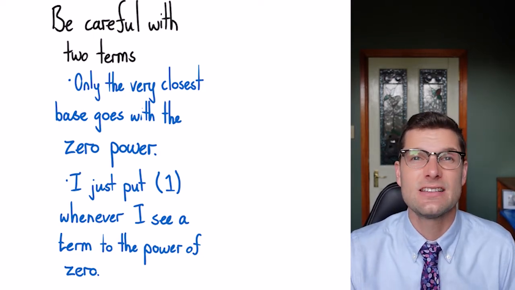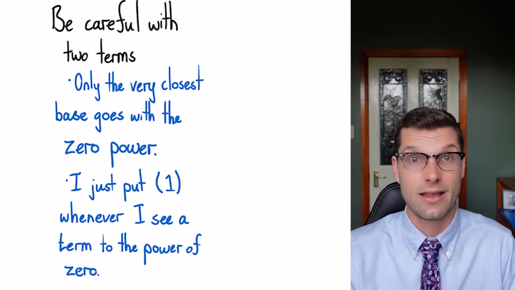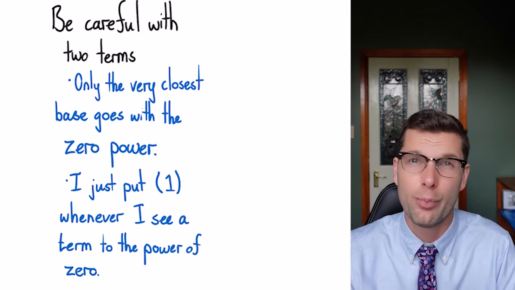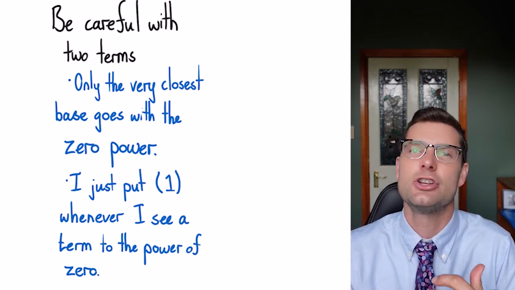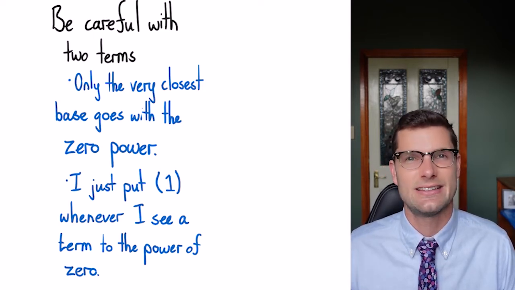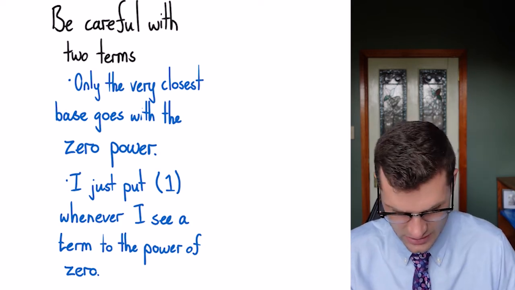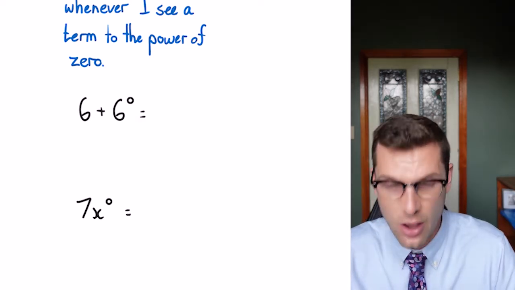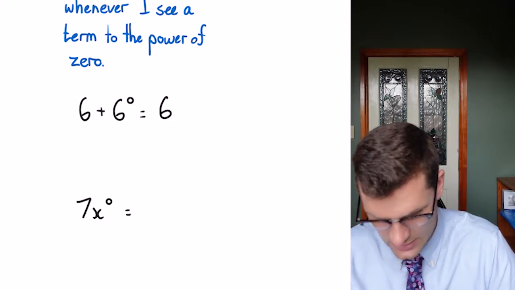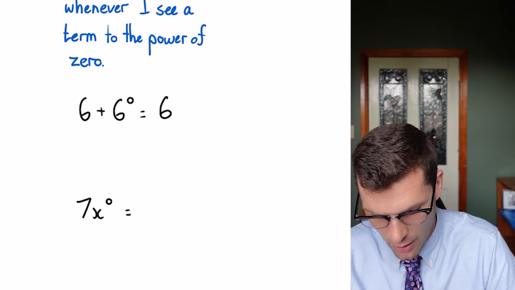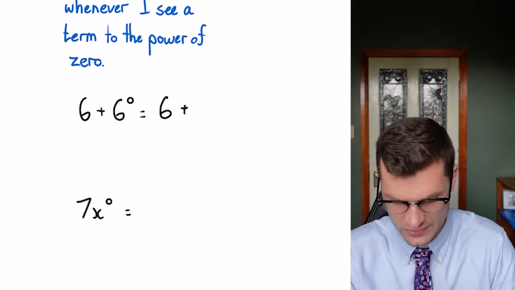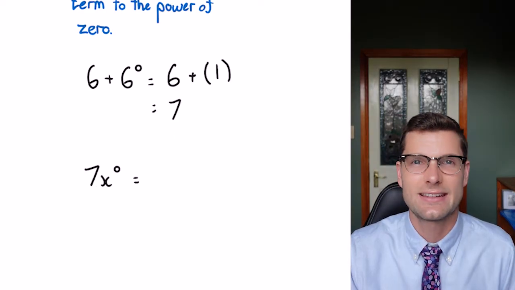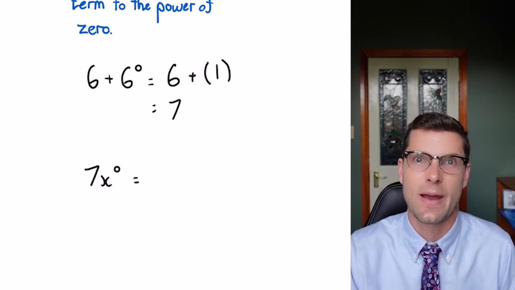So if I'm struggling with this, what I'll do either in my calculator or in my working is where I see a term to the power of 0, I'll put bracket 1 bracket just to make sure I'm not using that 0 across multiple terms. So for this example here, I've got 6 plus 6 to the 0, which if I rewrite becomes 6, because I've done nothing to that, plus 6 to the power of 0 is bracket 1 bracket, which is equal to 7.